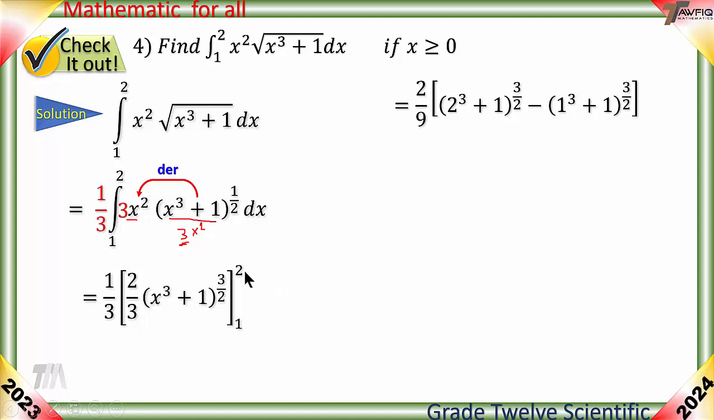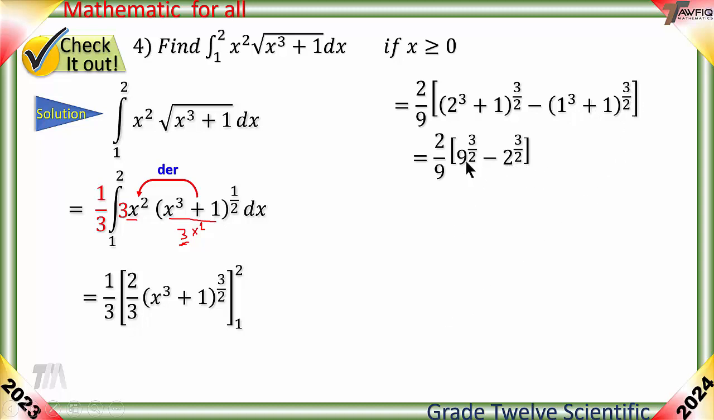And now first of all, substitute 2 in place of x. It becomes (2 cubed plus 1) with the power 3 over 2, minus, and now substituting 1, it becomes (1 cubed plus 1) with the power 3 over 2. Simplifying, 2 cubed is 8, 8 plus 1 is 9 with the power 3 over 2, minus 1 cubed is 1, plus 1 is 2, it becomes 2 with the power 3 over 2.